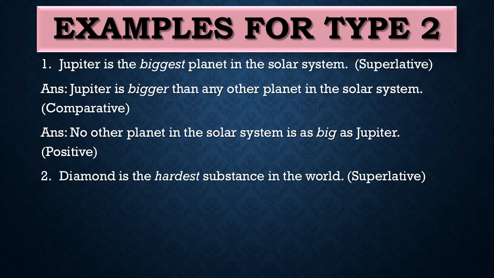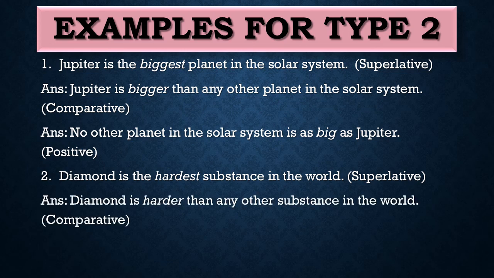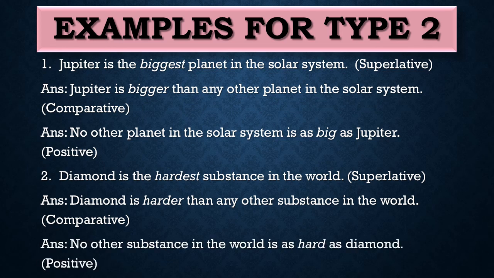The second example: Diamond is the hardest substance in the world. Again, first let us change into comparative. By the same rule, hardest will change to harder. The subject is diamond, the particular noun is substance, and the set is in the world. So the comparative degree will become: Diamond is harder than any other substance in the world. Now positive, by the same rule: No other substance in the world is as hard as diamond.